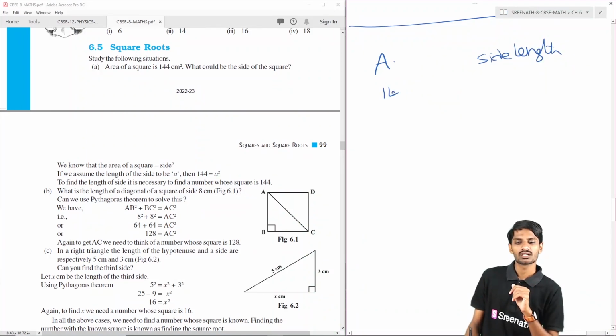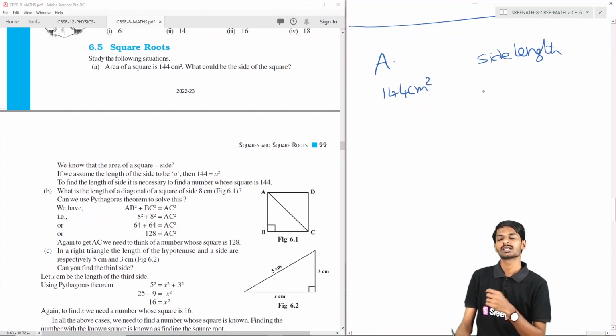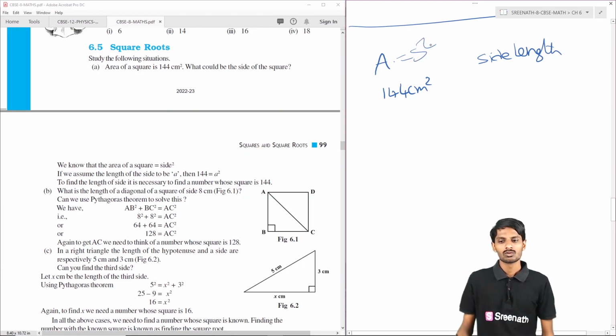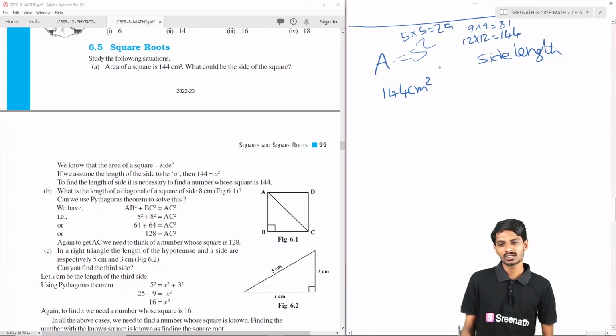If the area is 144 centimeter square, what is the length of its side? We know that area equals side square. So we will use trial and error. 5 fives are 25, not 144. 9 nines are 81, not 144. If you do trials, you will get 12 twelves equals 144. So 144 is the area, 12 into 12 is the side square, so each side length is 12.